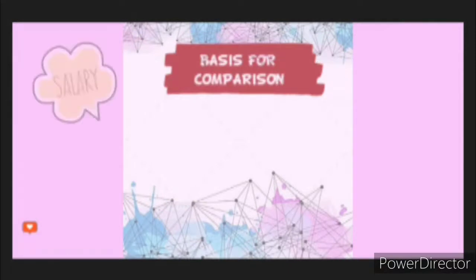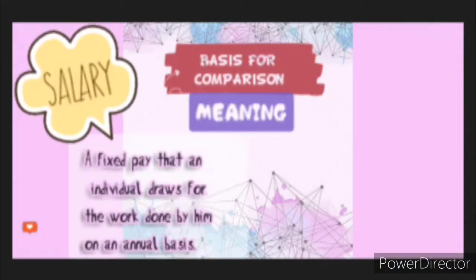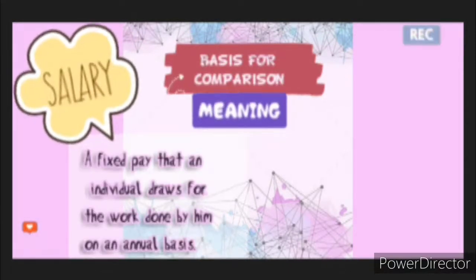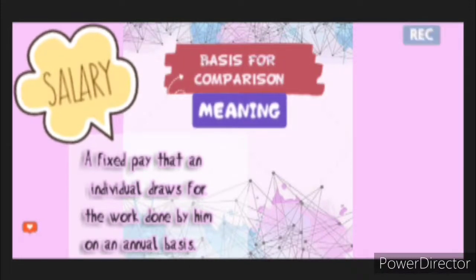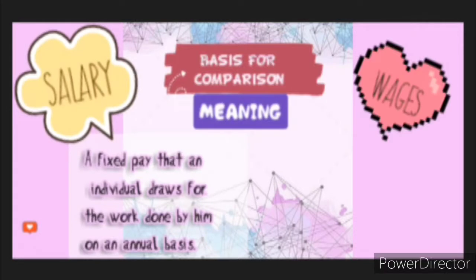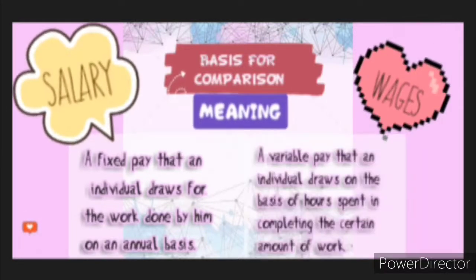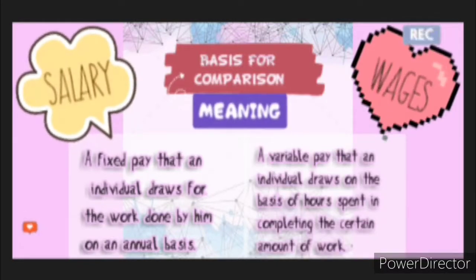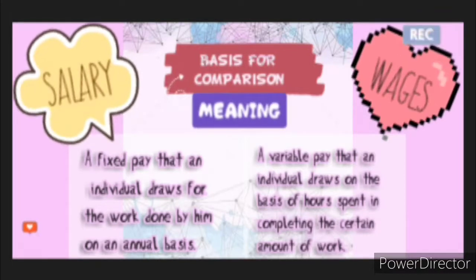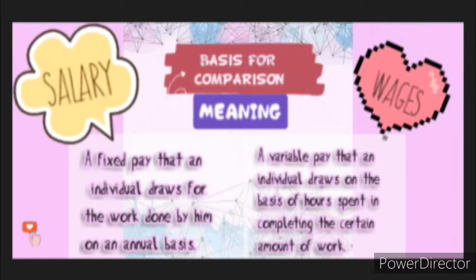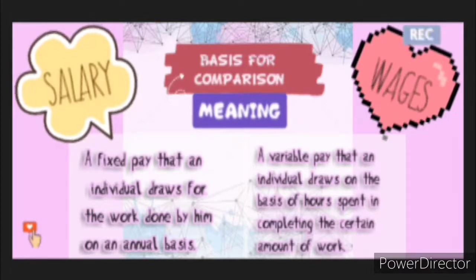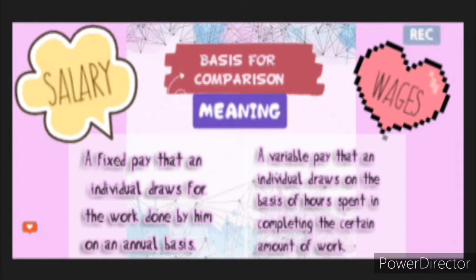Salary is a fixed pay that an individual draws for the work done by him on an annual basis. It means that salary is a fixed amount of compensation which is paid for the performance of the employee, while wages is a variable pay that an individual draws on the basis of hours spent in completing a certain amount of work, which means it is the variable amount of compensation which is paid on the basis of hours spent in finishing a certain amount of work.